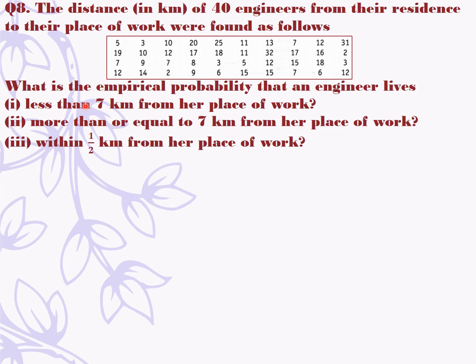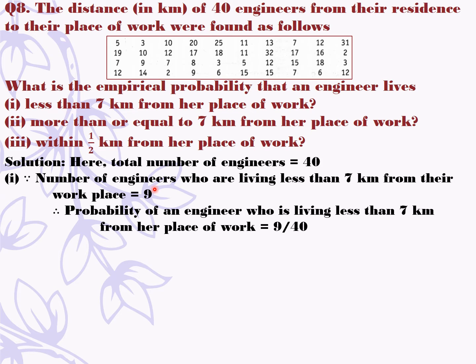From this table, we have to find out the empirical probability that an engineer lives less than 7 km from her place of work. So this is the first event that we are talking about. So the event here is the engineer lives less than 7 km from her workplace. So let's write down that the total number of engineers is 40 and let us calculate how many engineers live within 7 km from her workplace.